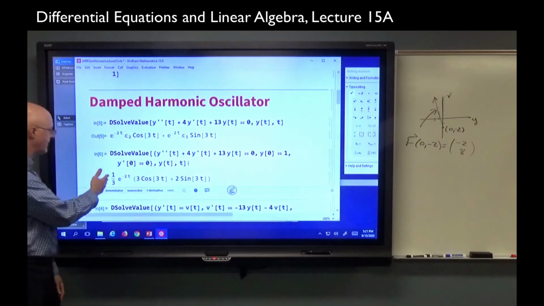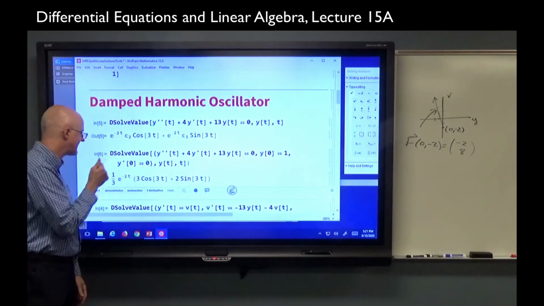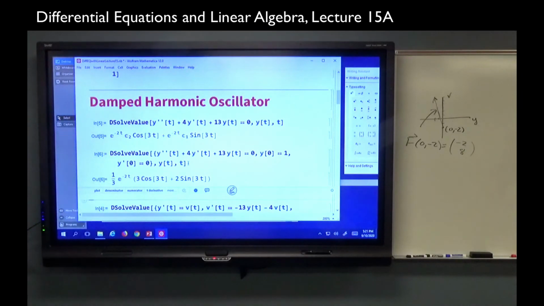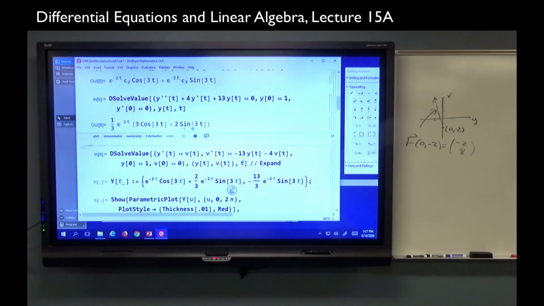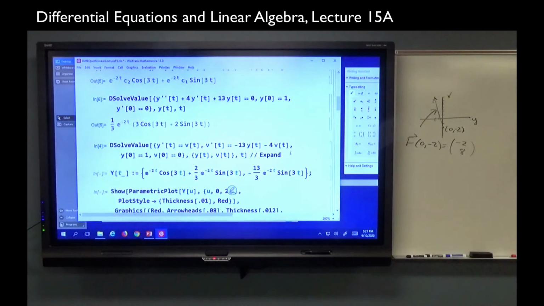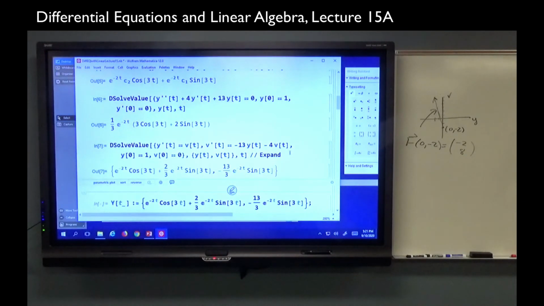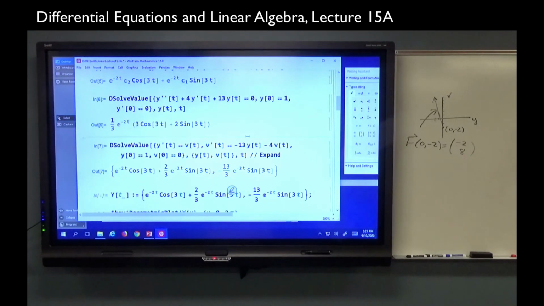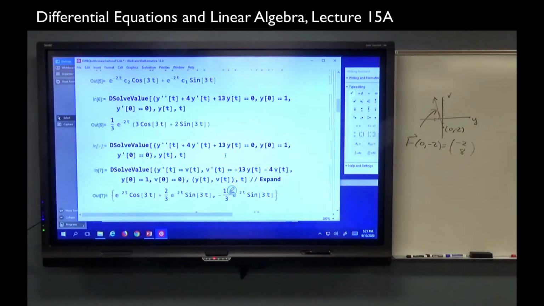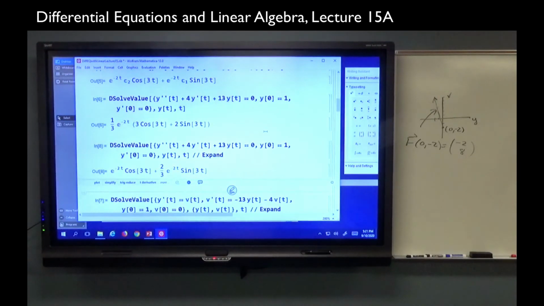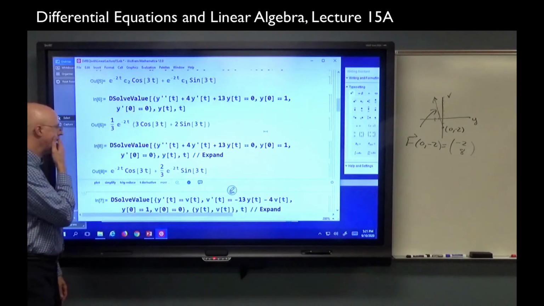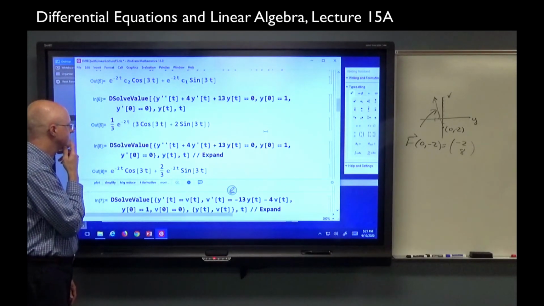It doesn't multiply the 1/3 e to the negative 2t through there. I think that's not a good thing. You can fix that. You can do a postfix operator of Expand at the end to multiply things through. Although here I'm doing it in vector form. Let me redo this in scalar form. There we go. There's the unique solution as a scalar function.